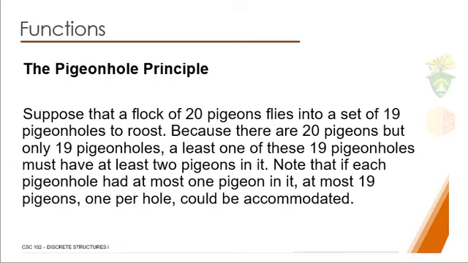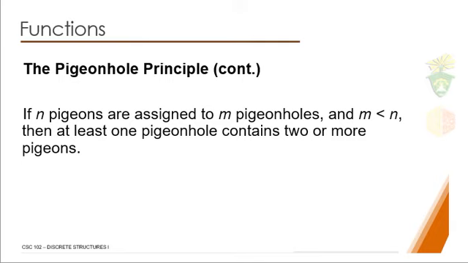Nakuha? So ato ang pamugon. To simplify, the principle states that if n pigeons are assigned to m pigeonholes, so we have m that's less than n, then at least one pigeonhole contains 2 or more pigeons.